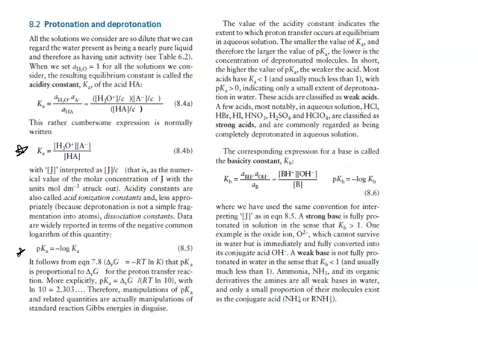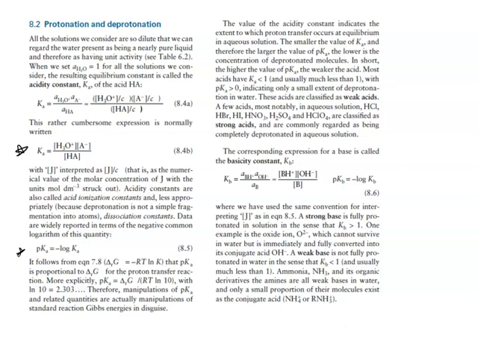It follows from equation 7.8, where delta G of reaction equals negative RT times natural log of K, that pKa is proportional to delta G reaction for the proton transfer reaction. More explicitly, pKa equals delta G divided by RT natural log 10, with natural log 10 equal to 2.303. Therefore, manipulations of pKa and related quantities are actually manipulations of standard reaction Gibbs energies in disguise, which is just describing the tendency of the equilibrium reaction to move towards the side of deprotonation when all is said and done.